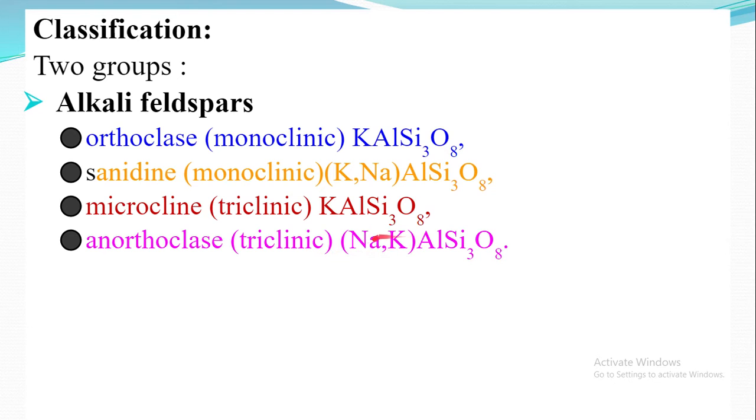Orthoclase, sodium, potassium. Again sodium, potassium. Here potassium sodium means potassium is more, sodium is less. Here sodium potassium means sodium is more, potassium is less. Got it? Am I audible? Yes, sir. Okay, so you got it? Here potassium is more, sodium is less. Here sodium is more, potassium is less.